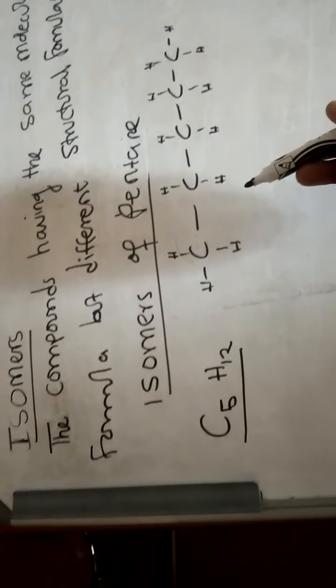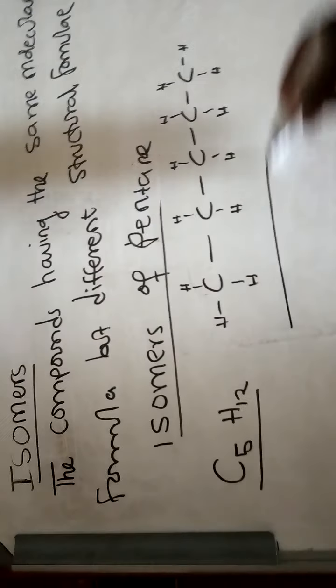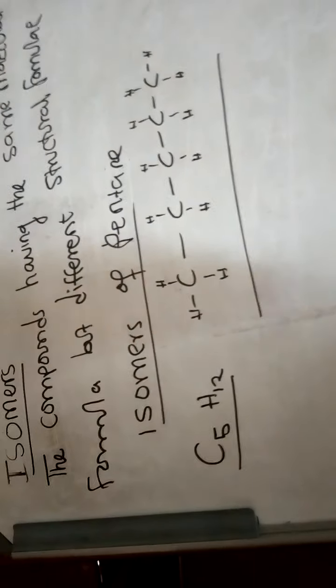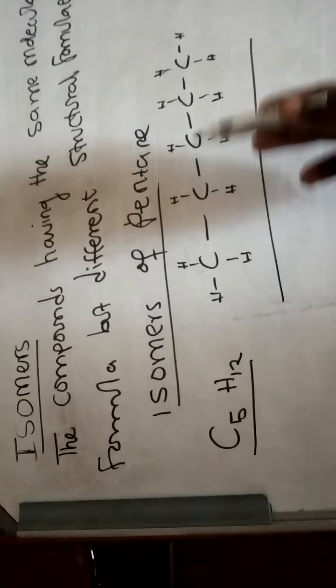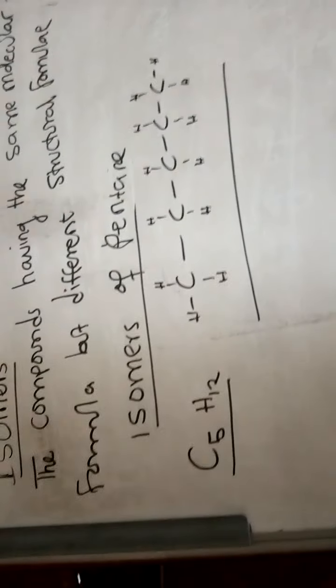We also know how to write a structural formula. This is the normal structural formula of pentane. It has how many carbons? 1, 2, 3, 4, 5. They are all connected in a straight chain. Well, now when we talk about isomer, that's a normal structure, but we're going to write isomer number 1.